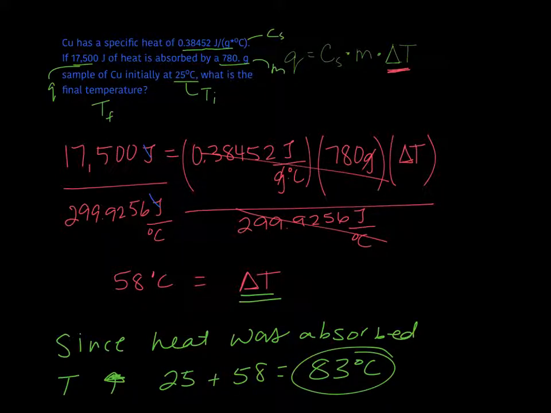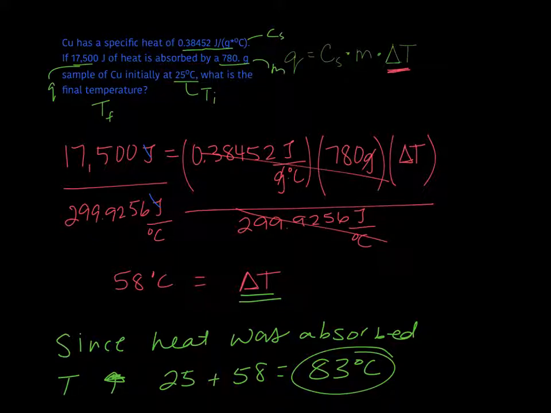Now, if we had lost heat, our delta T should be negative, and so we'd have to subtract it from our initial temperature. All right, so that's it. Let me know if you have any questions. You're basically just plugging this stuff into this formula over and over again and solving for different things. Most of the problems will be solving for Q.